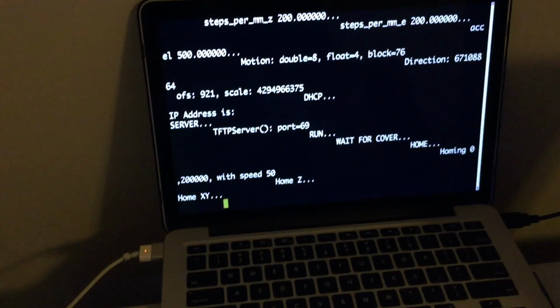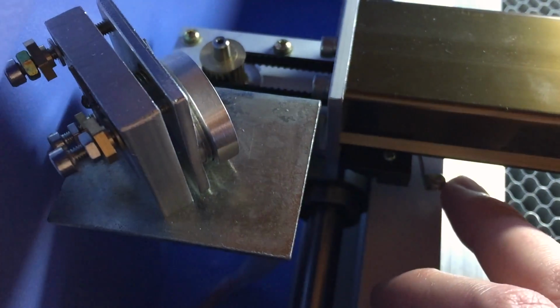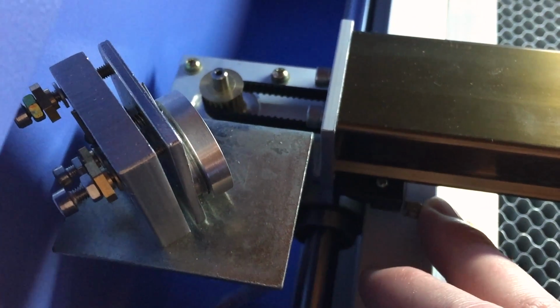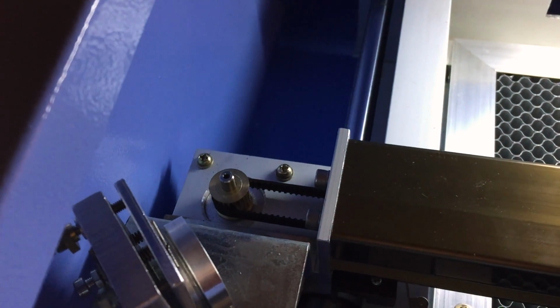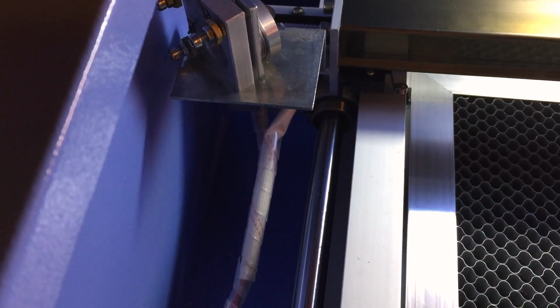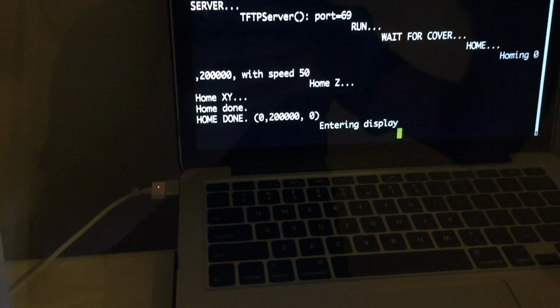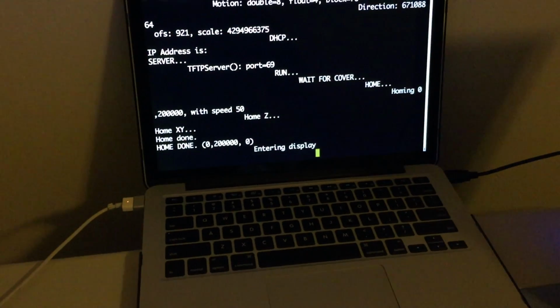So what we do is open up the lid and press the home switch buttons just by hand. So here is the X, and then here's the Y. Okay, maybe they both need to be held down. Okay, there we go. So it did home. So the home switches are set correctly.